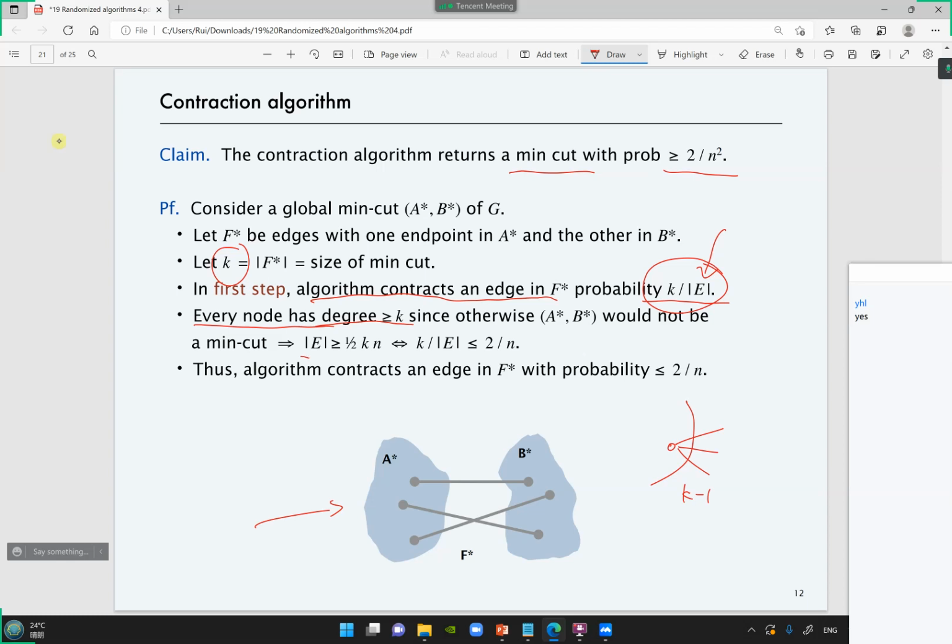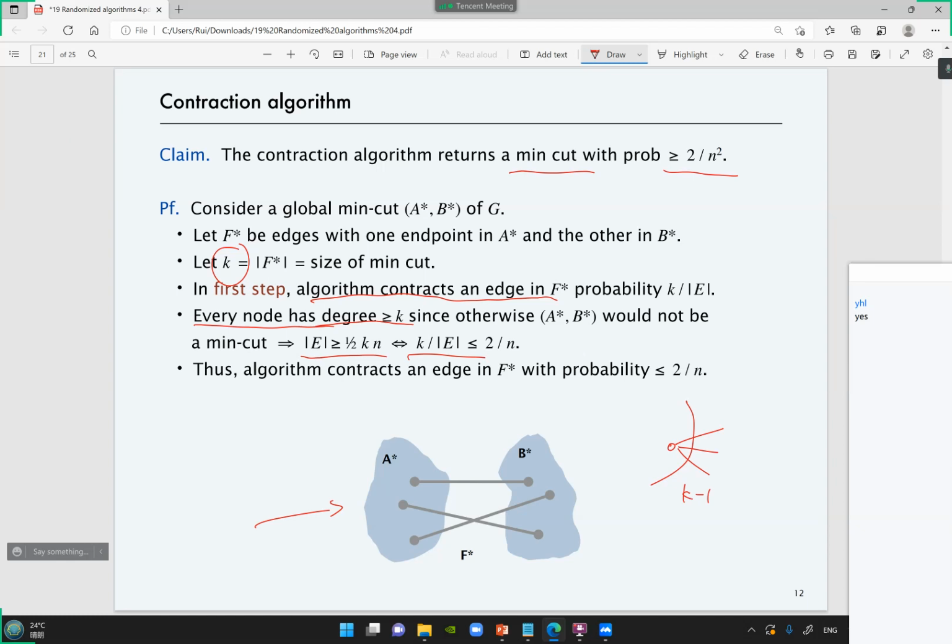And so that means that the number of edges is going to be at least 1/2 times k times n, because you have n nodes and each node has degree at least k. If you add up all of these degrees, you count the number of edges twice, so you overcount by a factor of 2. Therefore, the number of edges is at least 1/2 times kn. And that means that k divided by the number of edges is going to be at most 2 divided by n.